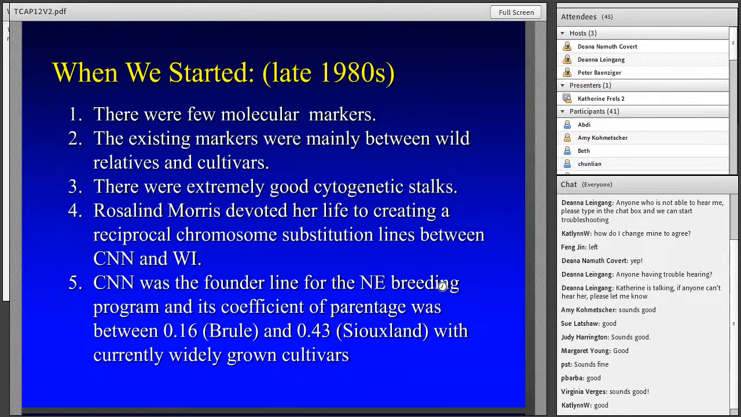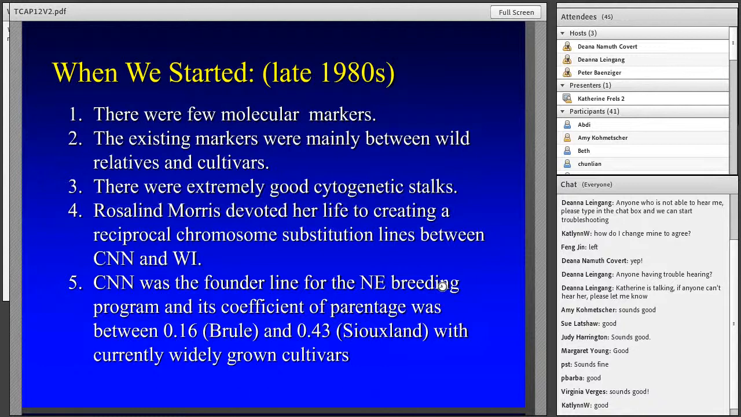One was Cheyenne and one was Wichita. Now, for us, what you need to know is Cheyenne is the founder line for the Nebraska breeding program, okay? And its coefficient of parentage was 0.16 with Brule and 0.43 with Siouxland. Now, those were the two most popular varieties in the mid-'80s. So you can see Cheyenne and the genes of Cheyenne were still relevant to currently widely grown cultivars. In its day, Siouxland was 20% of our acreage and Brule was over 30%.